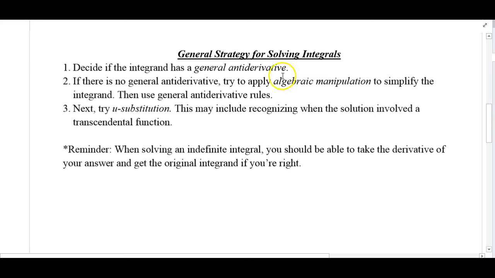We look at the integrand and ask ourselves, is there something we know of such that when we take its derivative, we get that out as the answer? So that really means knowing your derivatives backwards and forwards.